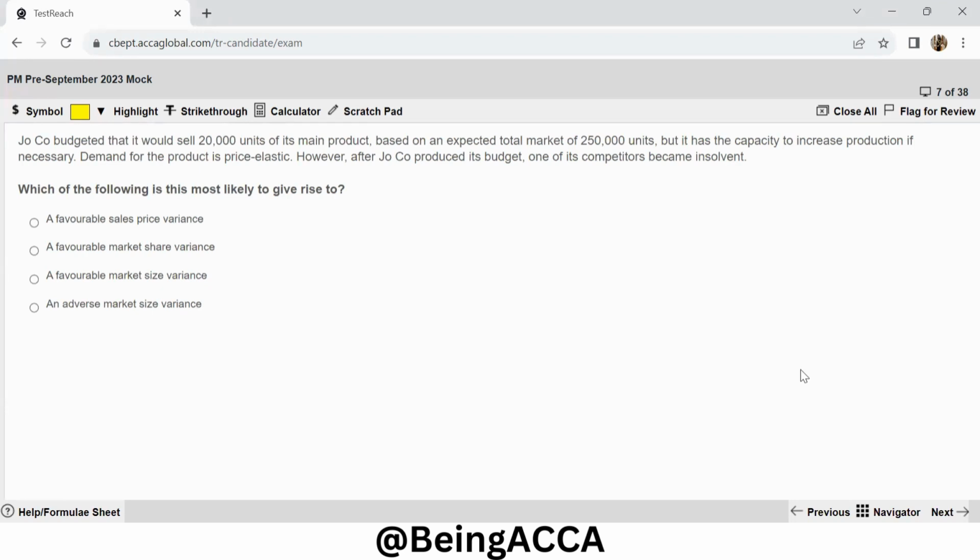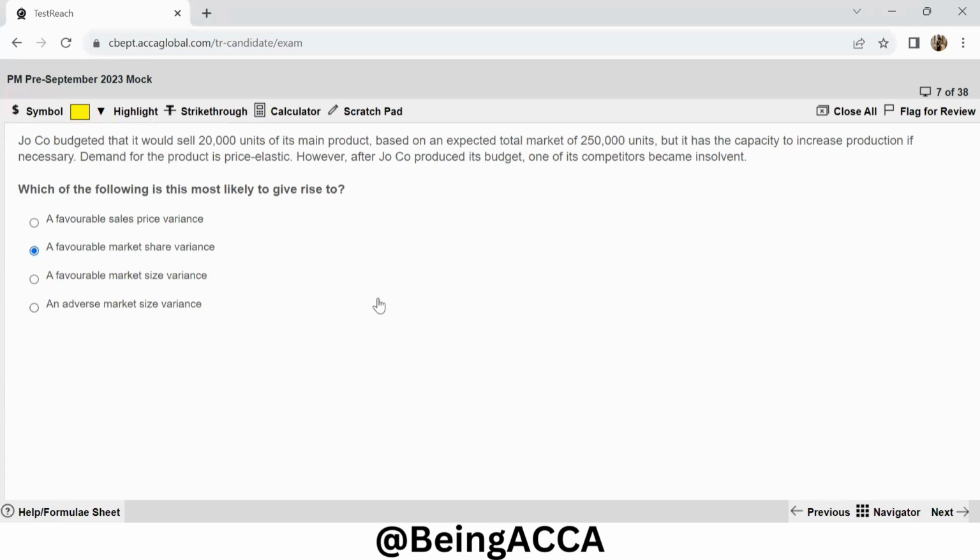So when we talk about the market size, your market size is definitely not affected by your companies becoming insolvent. So the market size remains the same. So now what will happen is Joe Company can actually sell more in the market, so their share in the market can increase. So this can lead to a favorable market share variance.